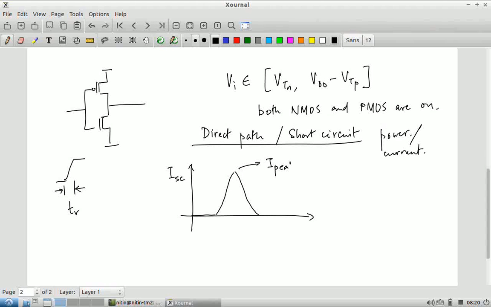We call this IC, the peak value of the current, and this duration is called the duration of the short circuit, TSC. Okay, which means that one of the things that we can do over here is to approximate this shape as a triangle and say that the total energy in that case is just the area under the triangle multiplied by VDD. Okay? That is VDD times half times IC times TSC.